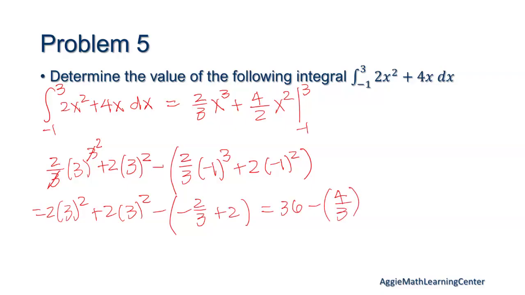And then to create a common denominator, I'll just multiply 36 by 3, which will give us 108/3, minus 4/3, which gives us 104/3, which is our answer. So we did call it something fancy. It's part of the fundamental theorem of calculus, but with definite integrals, we take the integral, plug in the endpoints, and subtract the lower bound from the upper bound.